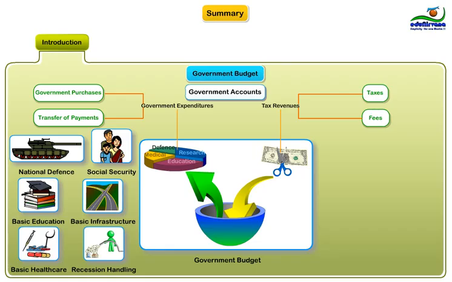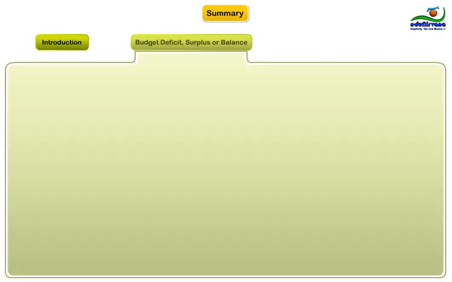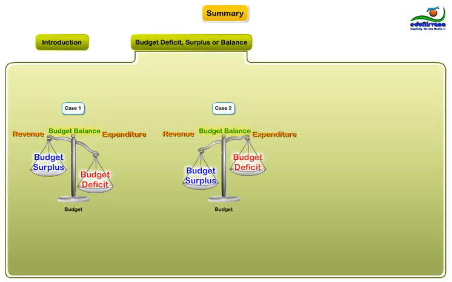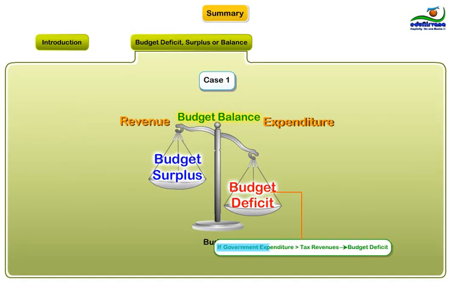Government tax revenues. The government imposes taxes and fees that generate revenue. The bulk of government tax revenues comes from two taxes: the individual and household income tax, and the corporate or firm's income tax. Then, the budget deficit, surplus or balance were discussed.